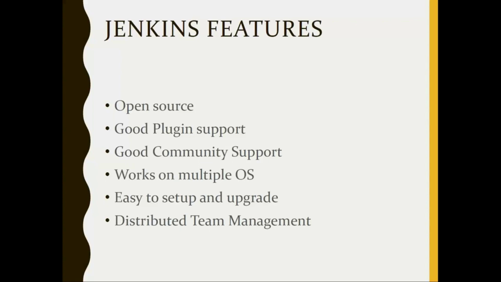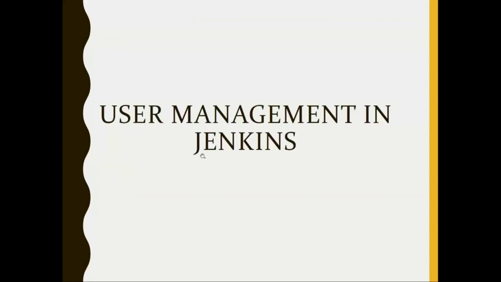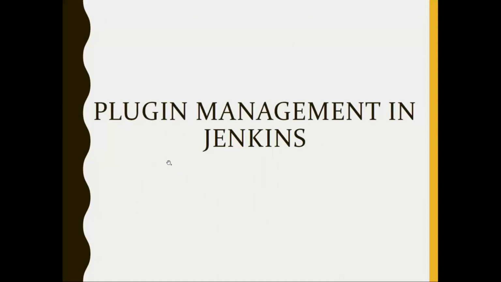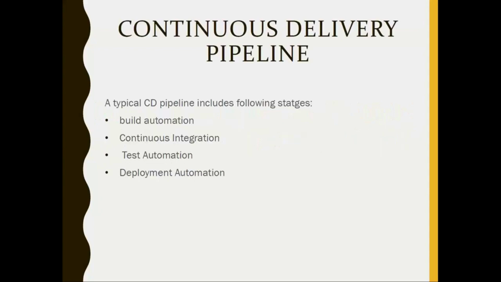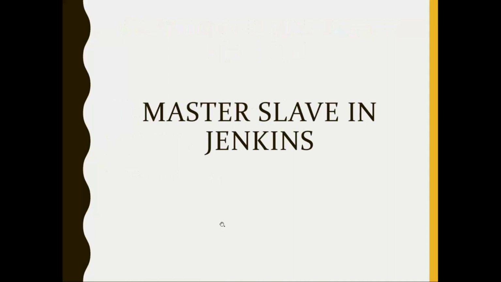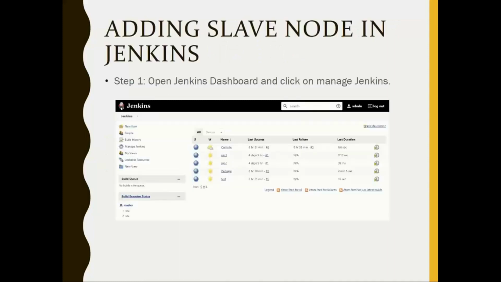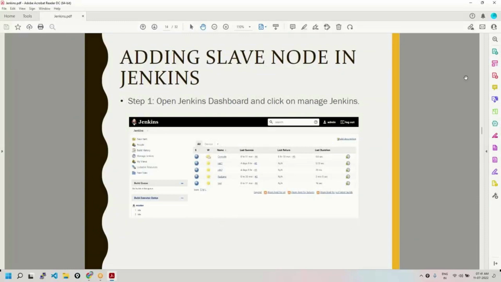Easy to set up and upgrade. It's very easy to use, easy to set up and upgrade. Distributed team management. It means a team of people are working, and you want to provide different access, different permissions to them. All of that is possible. And user management in Jenkins, how user management happens, plugin management, notifications, all of them we shall see. Creating a pipeline, master slave concept. These are all the advanced concepts which we'll take up one after the other.